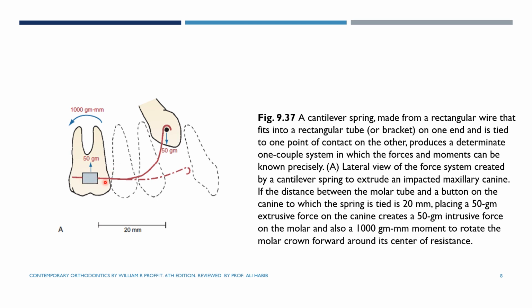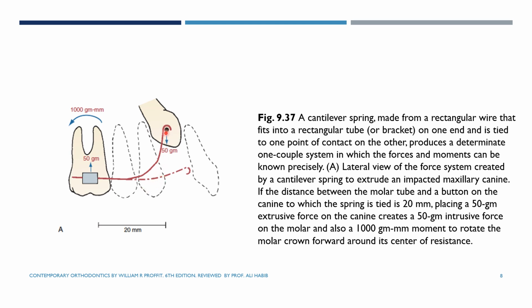If you want to activate the wire, of course, you will engage it in the molar tube posteriorly and then raise the anterior part of it and attach it to a bracket or button. Why a button? Because we want a determinate system. We want to have a one-couple system. So the wire will be hooked over the button, touching the anterior unit, which is the canine here, at one point. This will create a one-couple system.